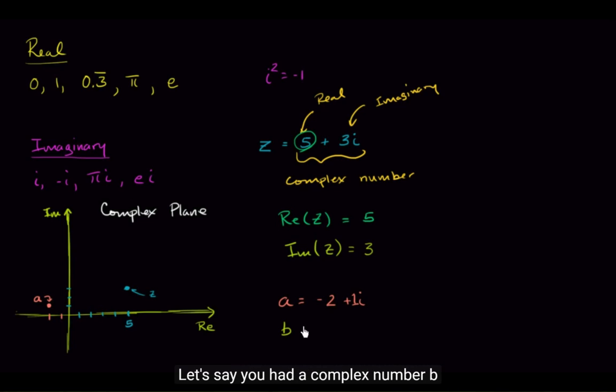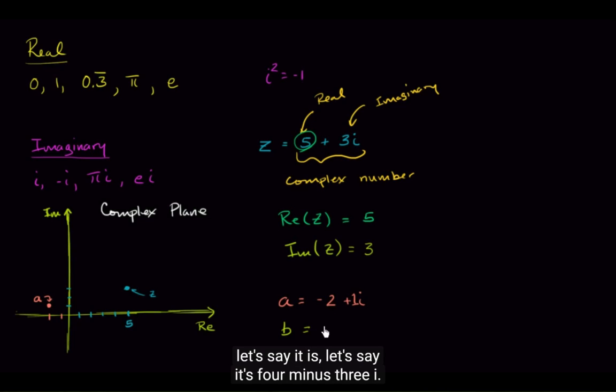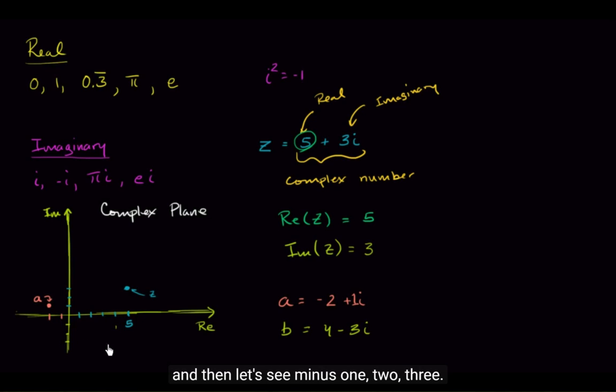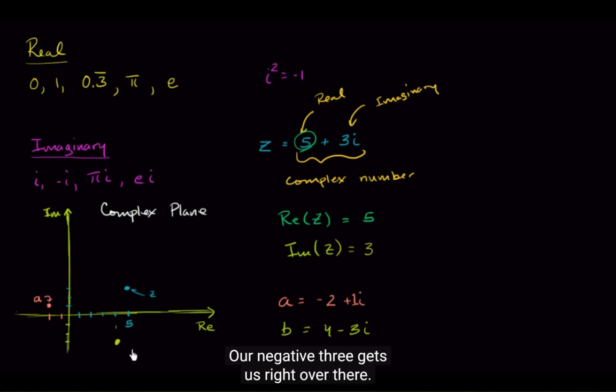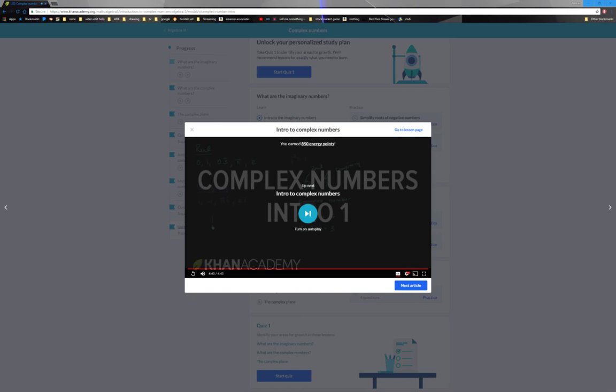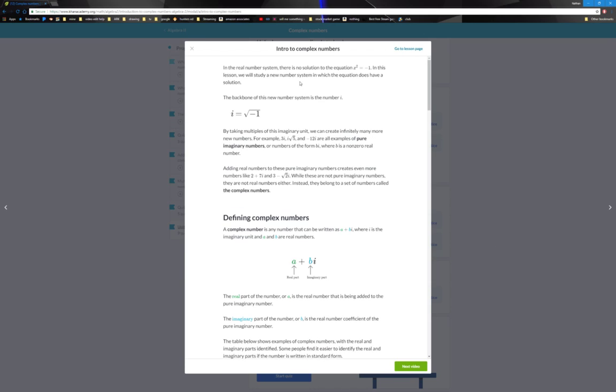And let me just do one more. Let's say you had the complex number b, which is 4 minus 3i. Where would we plot that? Well, 1, 2, 3, 4, and then minus 1, 2, 3, or negative 3, gets us right over there. So that right over there would be the complex number b. Alright, that was quick. Let's move on to the article.